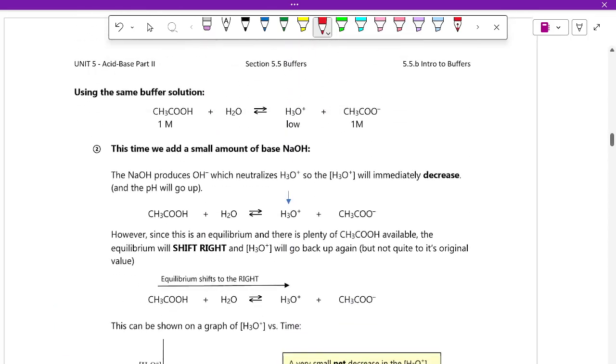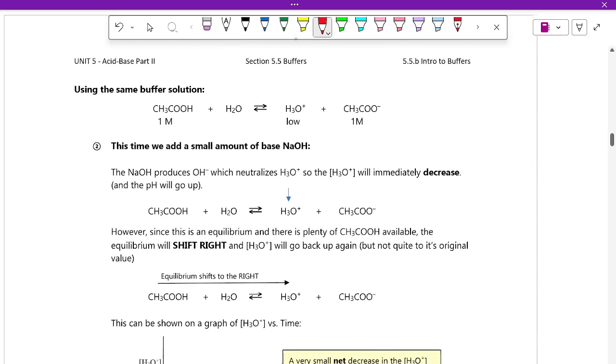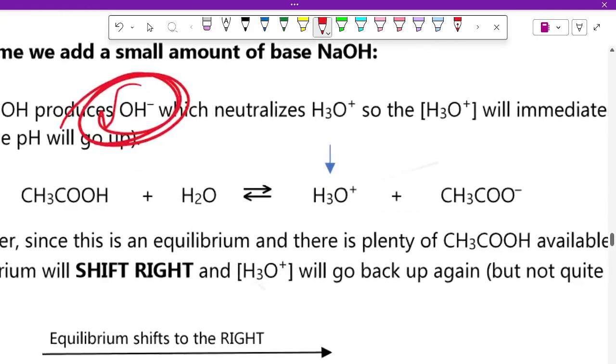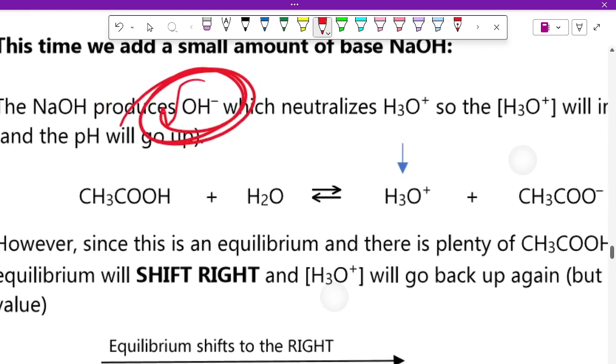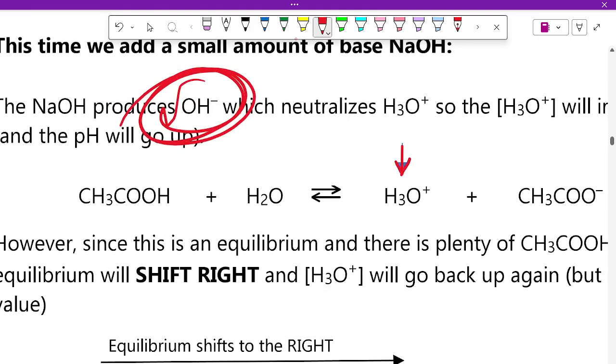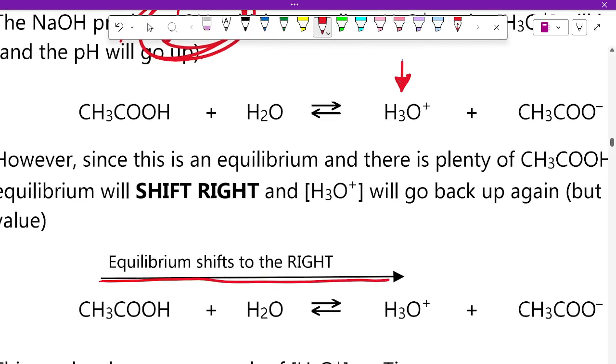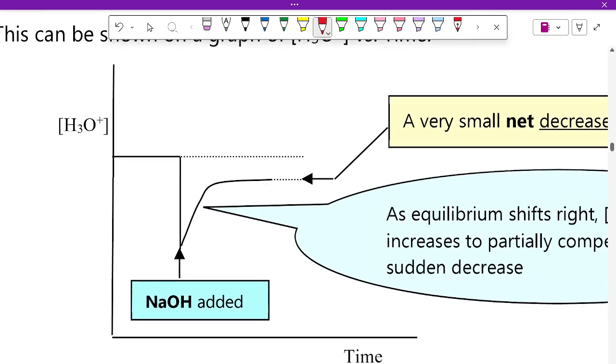So here we have our same buffer solution. This time we are going to add some OH. What does OH do to the hydronium ion concentration? OH causes a decrease, which causes the system to shift to the right. And as it shifts to the right, what happens to the hydronium ion concentration? It went down, and as it shifts to the right, it goes up. So we can show that graph here. It goes down when we add the NaOH, and then we have our shift right.